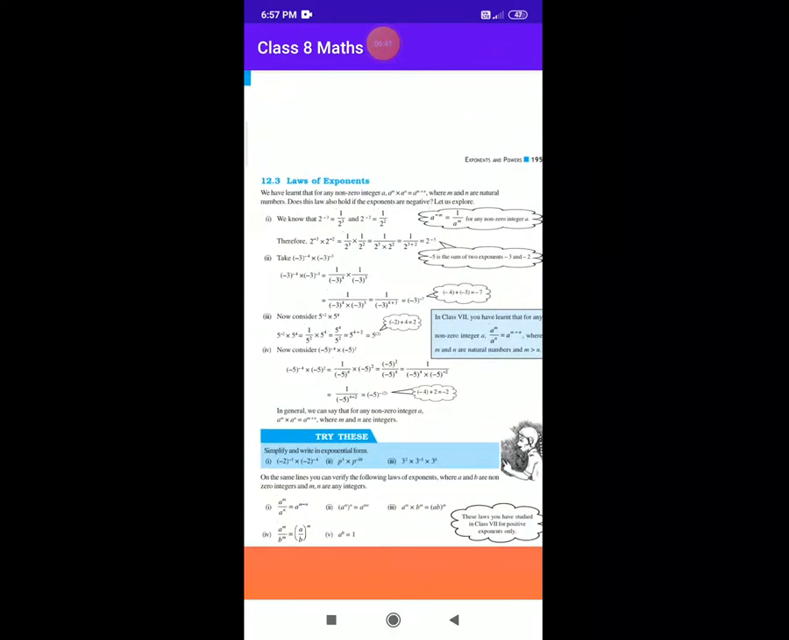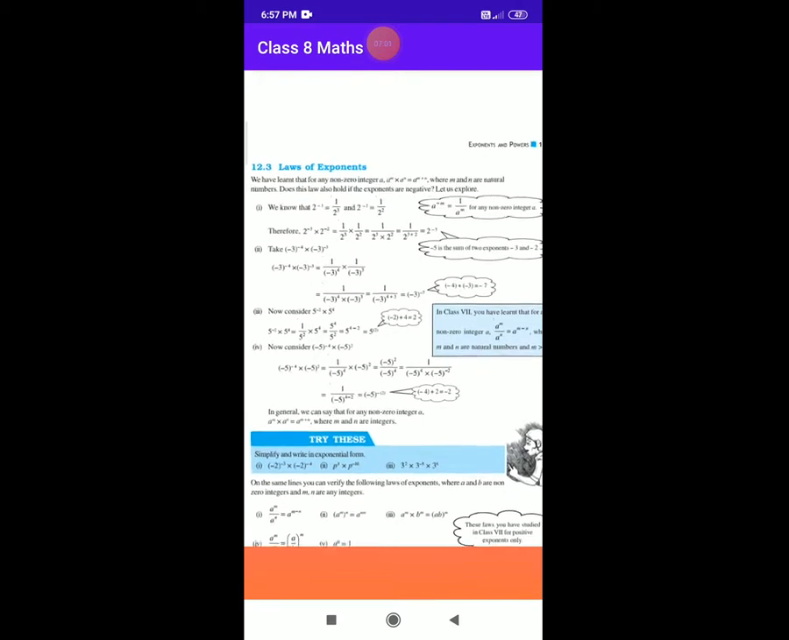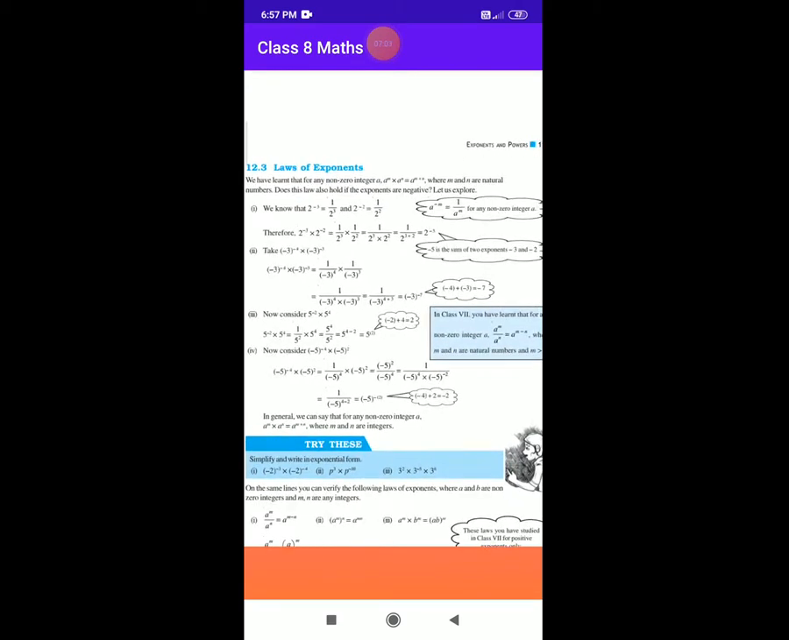We have learned that for any non-zero integer a, a raised to m multiplied by a raised to n is equal to a raised to m plus n, where m and n are natural numbers. Does this law also hold if the exponents are negative? So let's explore. You know that a raised to minus m is equal to 1 upon a raised to m for any non-zero integer a.